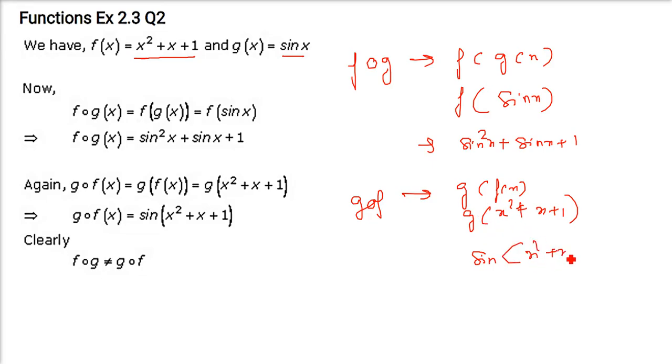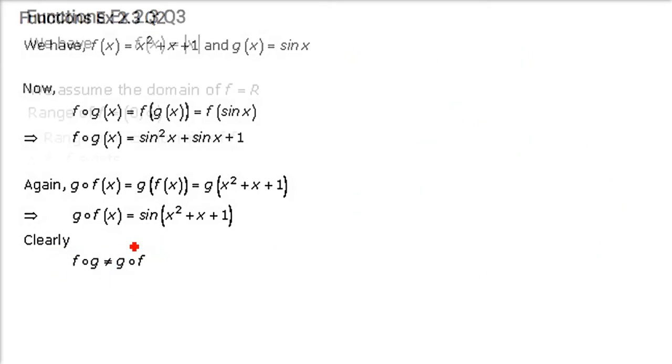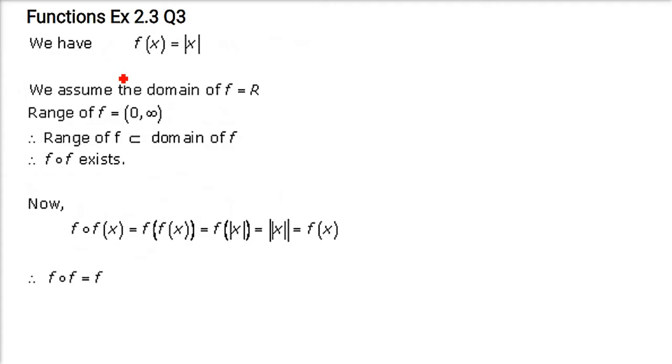So the domain and range of the first function is all real numbers. Real number is somewhat different, but we have already discussed x square plus 1, what it will give.